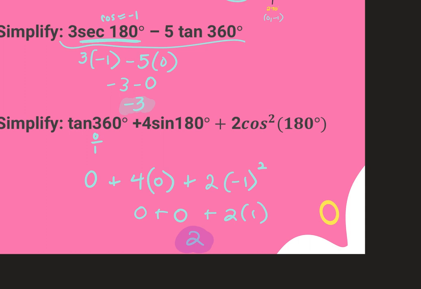If it was any other value, it would change it. This one, it just changes the sign. But yes, you square it after, so you get the cosine and then you square it.